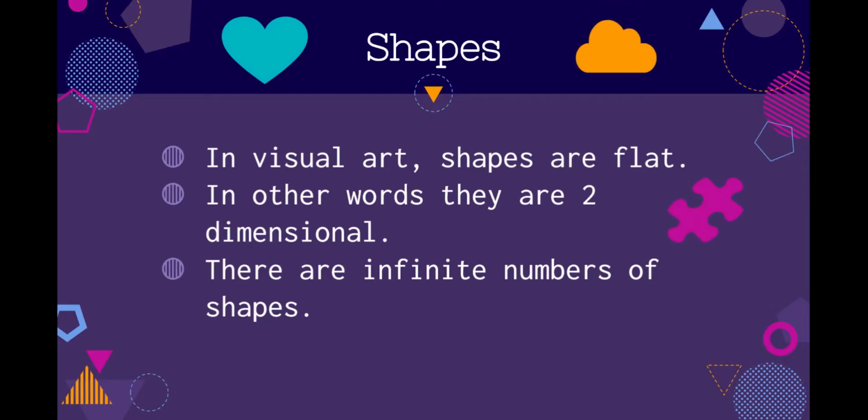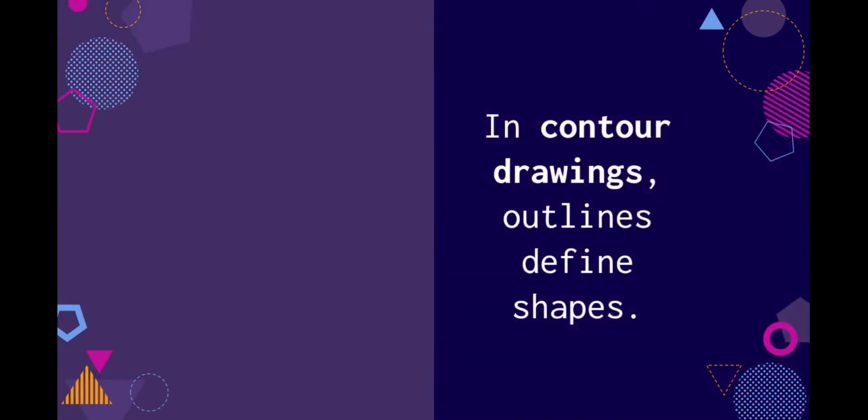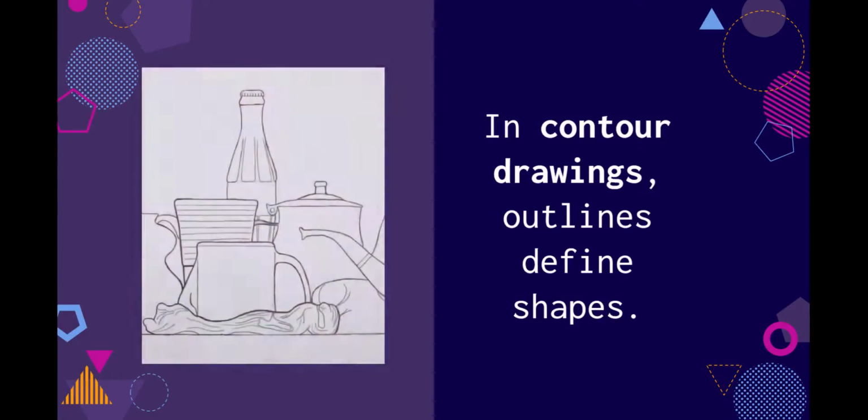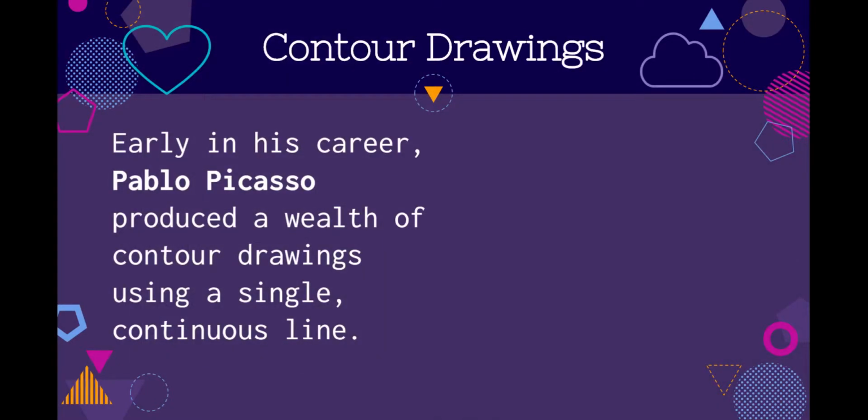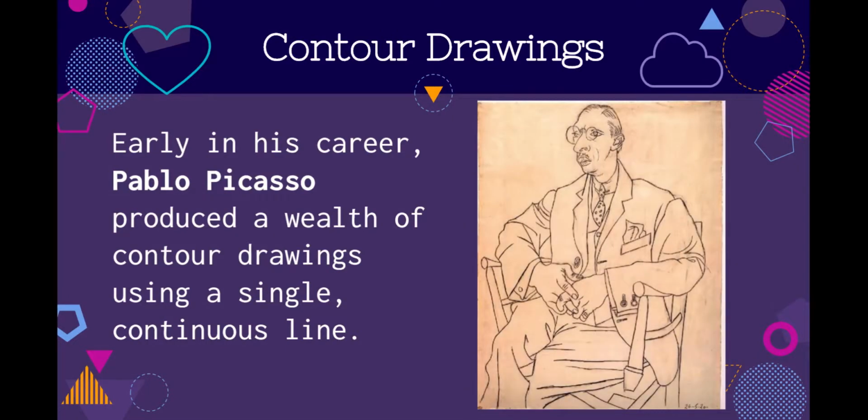In contour drawings, outlines define shapes. So notice in this drawing example, we are not seeing a lot of detail of the actual objects, but rather the outlines of the edges of the objects. Early in his career, Pablo Picasso produced a lot of contour drawings using a single continuous line. And here is one example.